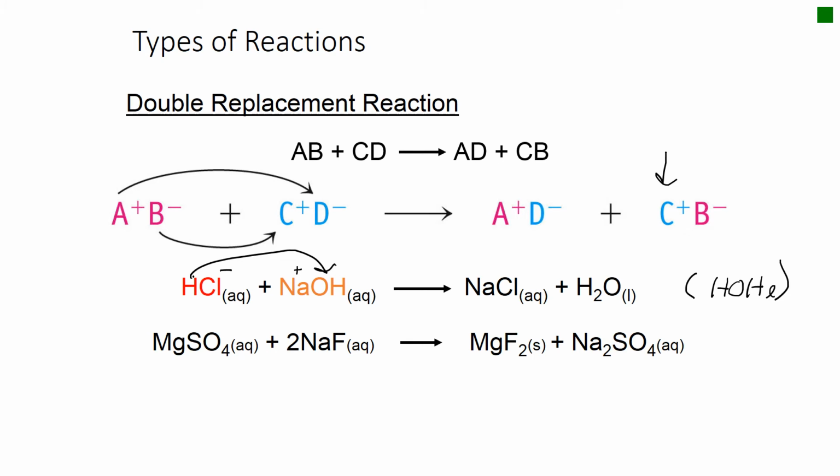Another example you may see is magnesium sulfate plus 2NaF. Now I'm going to just put the sulfate, that polyatomic ion, in parentheses. So when I get to my product, I see that the sulfate ion did not change at all. Double check and make sure your formulas of the products are written correctly. These are 2 examples of double replacement reactions.